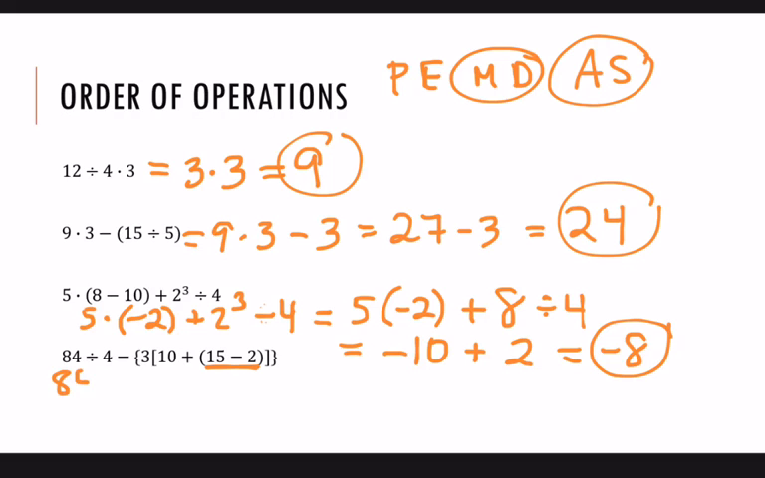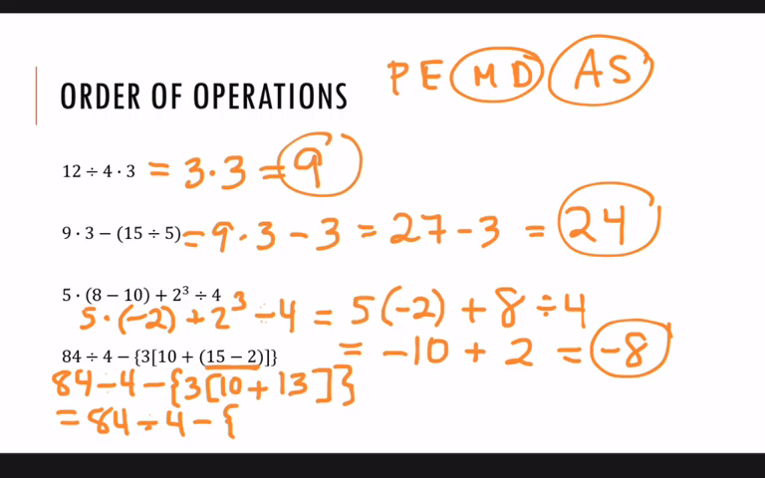All right, so this would be 84 divided by 4 minus braces 3 bracket 10 plus, and then here's the part we're doing. 15 minus 2 is 13. Okay, I don't need the parentheses anymore because I've finished everything inside. Okay, then move on, so we'll do the brackets next. Braces 3, 10 plus 13 is 23.